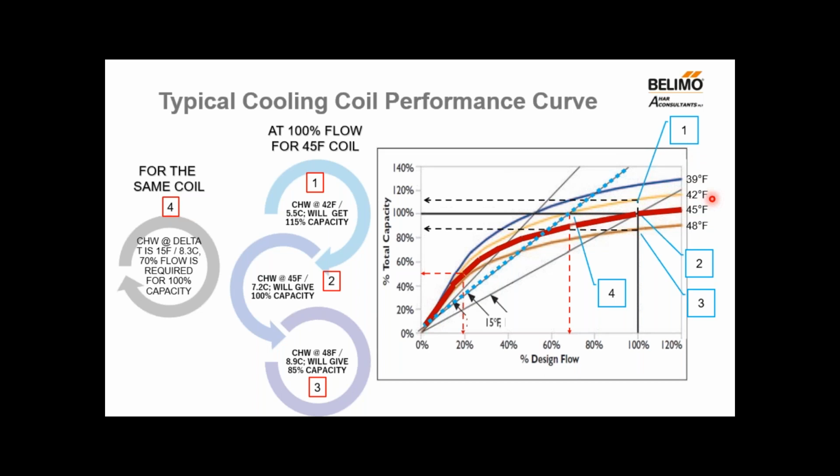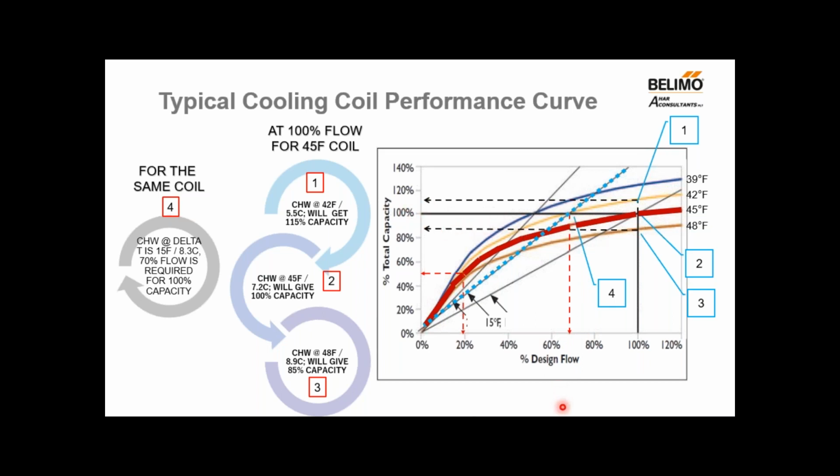However, if the chill water supply temperature rises to 48, its output will become 85% capacity, which is at point 3. Okay. Now, if the coil receives a lower chill water supply temperature at 42 °F, the chill water required is only 70% to give the same capacity at that point 4.